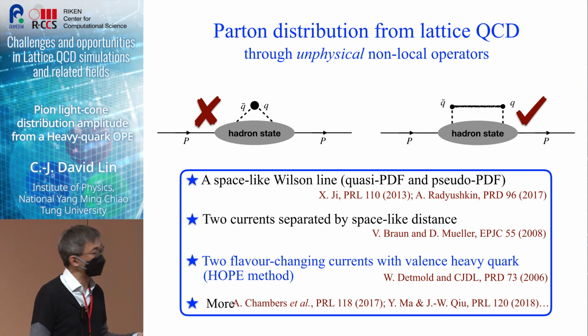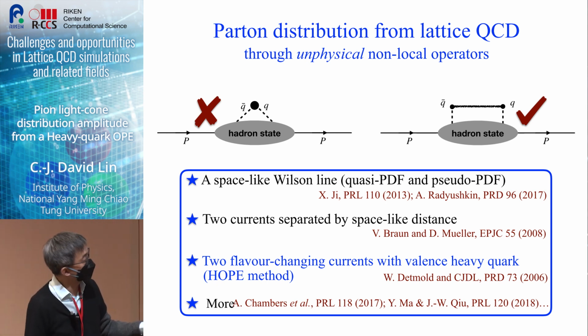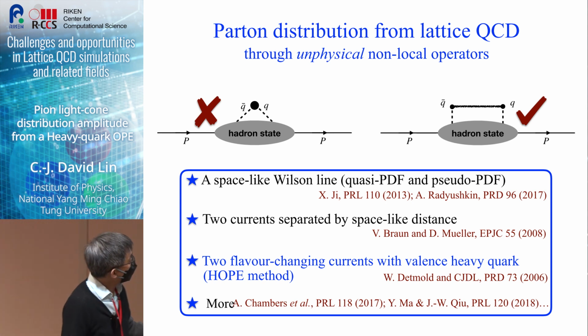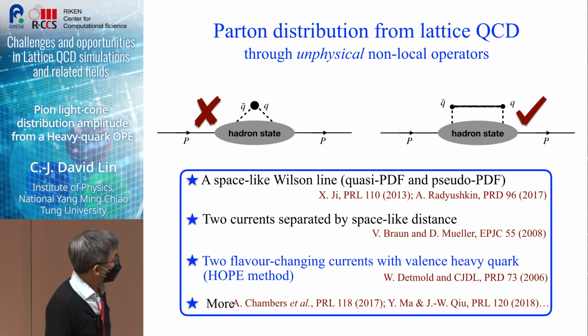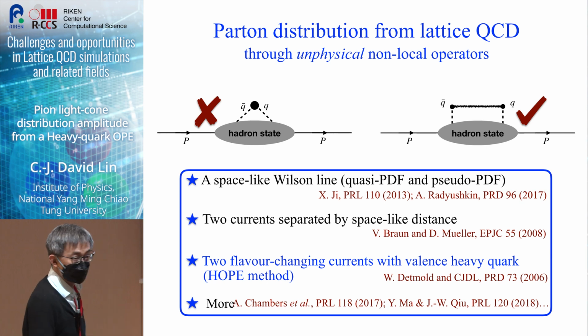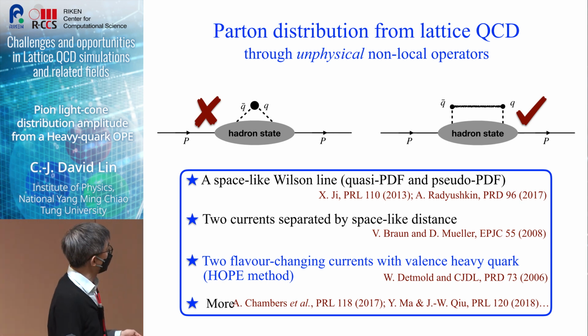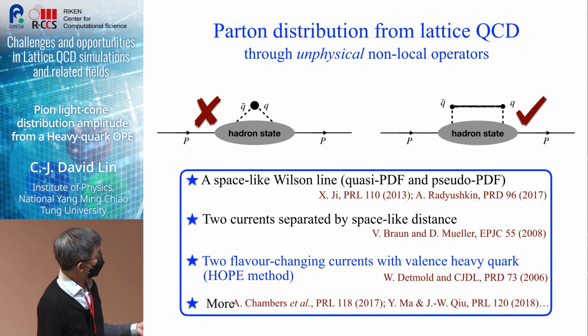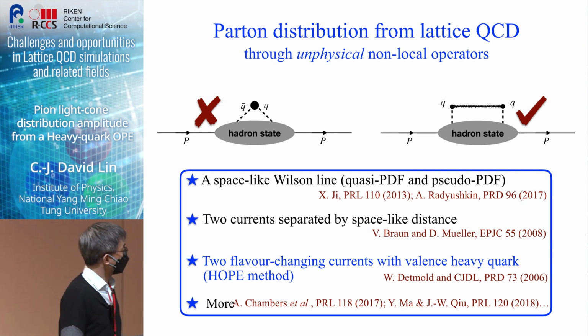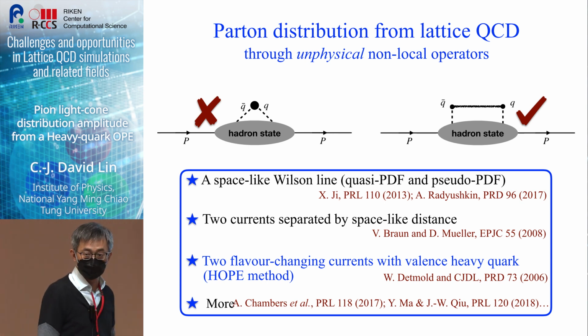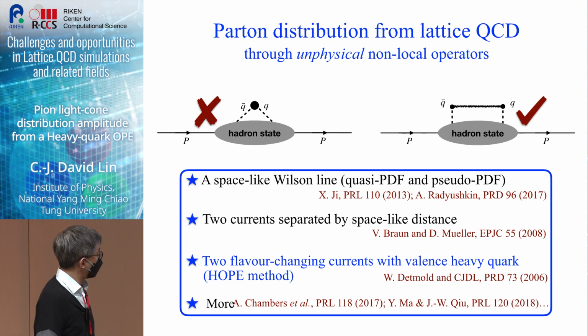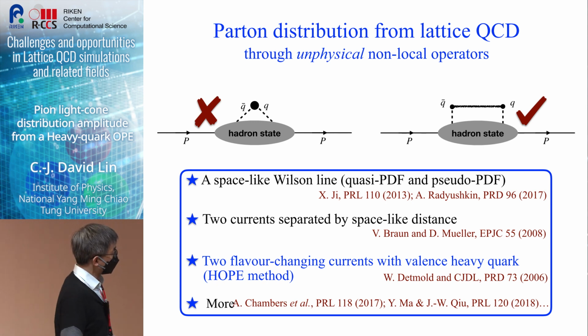There's this very famous approach proposed by Shandong Ji in recent years under the name of quasi-PDF. Of course, he proposed that you can compute the matrix elements of a space-like Wilson line, and he managed to derive matching conditions to reconstruct this Lycon distribution function, for instance. And the variant of this quasi-PDF is going under the name of pseudo-PDF. These two approaches have been heavily pursued in recent years.